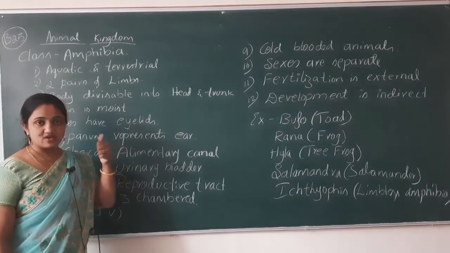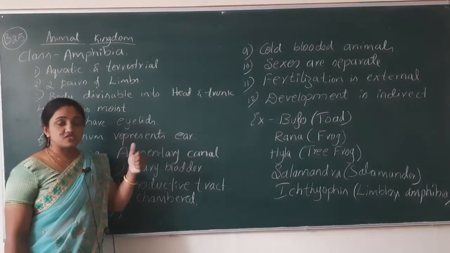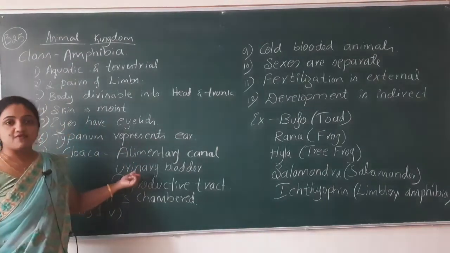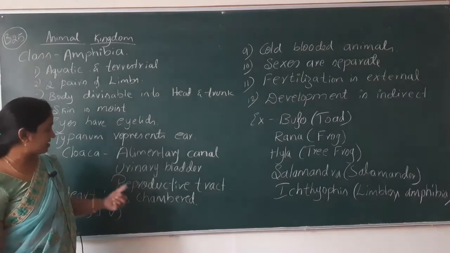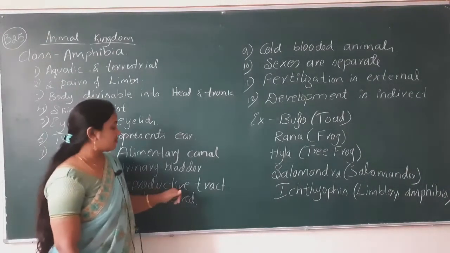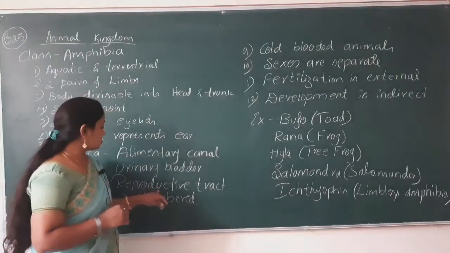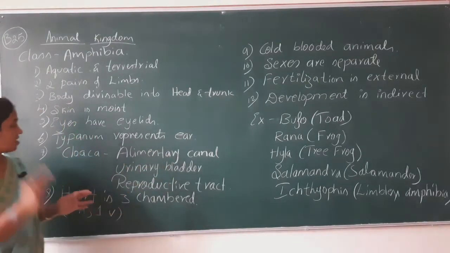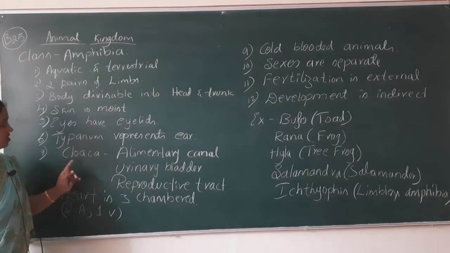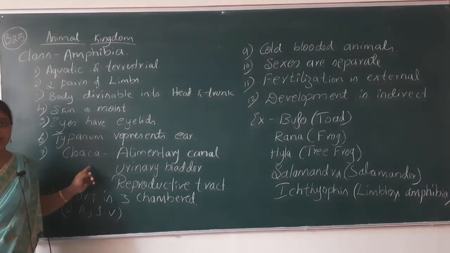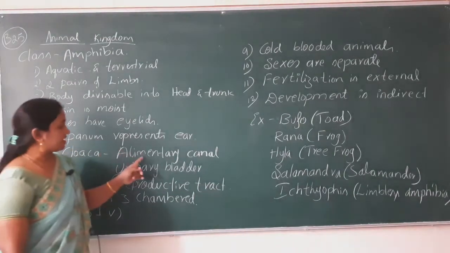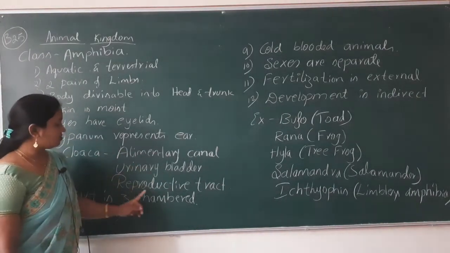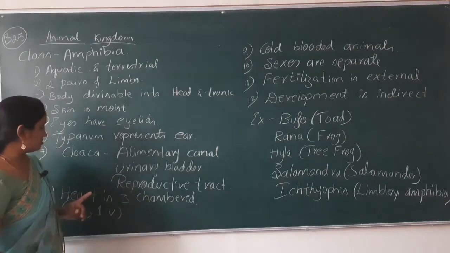The aperture which opens to the alimentary canal, the aperture which opens to the urinary bladder, and the aperture, meaning a hole, which opens to the reproductive tract, are all the same. The name of that aperture is cloaca. Through this cloaca, it excretes the waste material, the urine, and also the sperms.